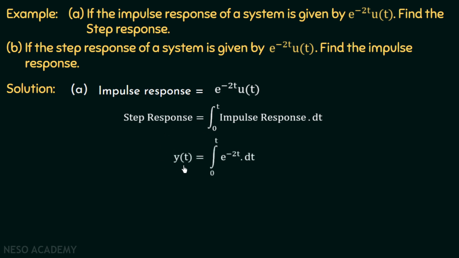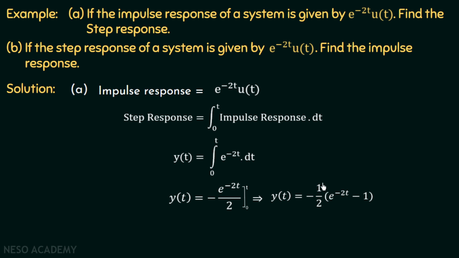So we will have y(t), which is the step response of the system, equal to integral from 0 to t of e power minus 2t dt, where e power minus 2t is the impulse response of the system. We have neglected the term u(t) because it is equal to 1 from 0 to infinity. So now if we integrate this term, we will have y(t) equal to minus of e power minus 2t over 2 under the limits 0 to t, and if we solve the limits, we will have y(t) equal to minus 1 by 2 multiplied with (e power minus 2t minus 1).